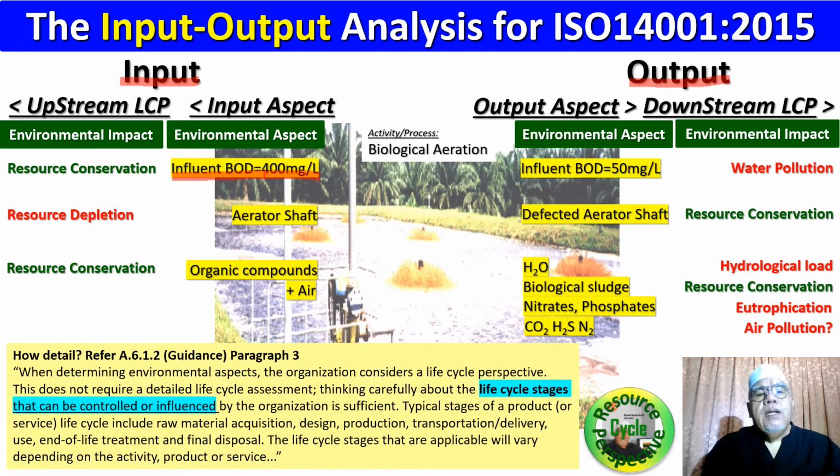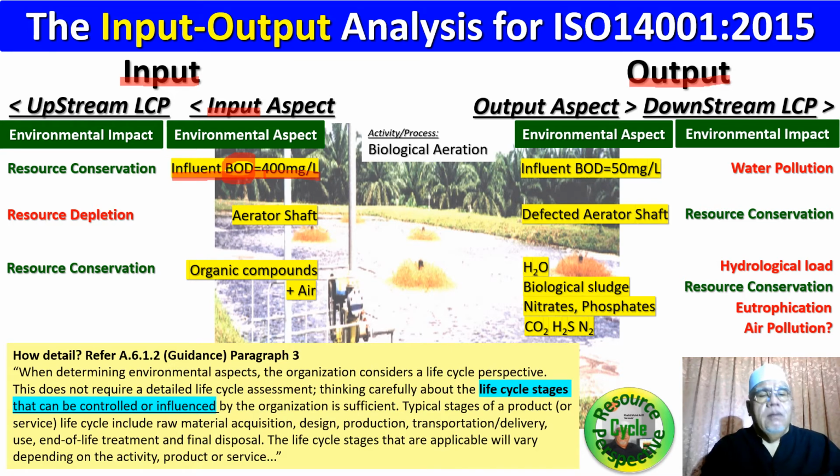Now, let's take a look at inputs. Since it is an input aspect, what? Effluent with biological oxygen demand, that's BOD. Highly organic. 400 milligrams per liter, for instance. Is it an environmental aspect? Yes. Why? It interacts with the environment.